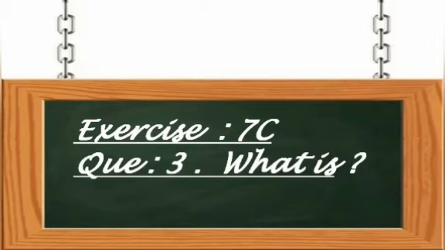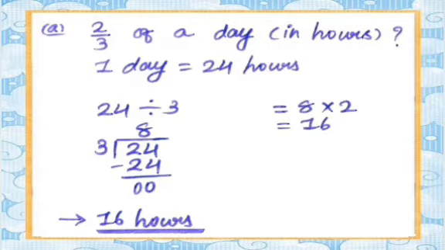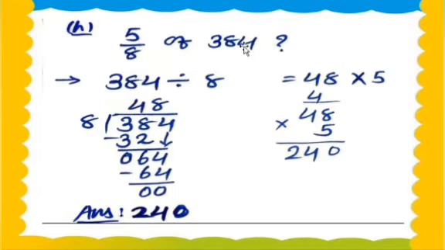Now we move on to a new question. Exercise number 7C, question number 3. Got my point, my dear students? So now here we start. Different types of sums will come. A is equal to what? 2 upon 3 of a day in hours. How can we find that number?